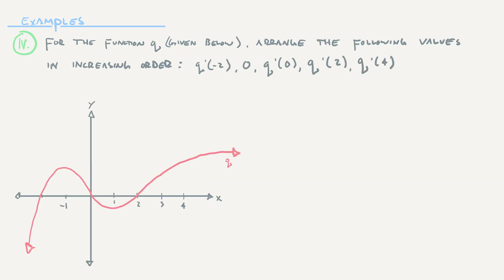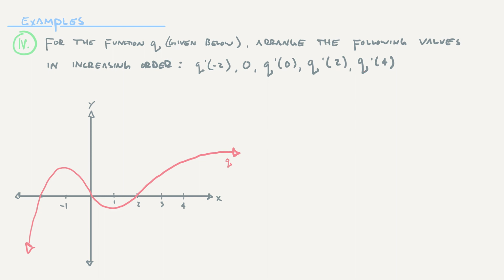All right, now the last example that I wanted to do, it's a conceptual one. So for the function q, which I've graphed below here, I want to arrange the following values in an increasing order. So we've got q prime of negative 2, we've got just the value 0, we've got q prime of 0, q prime of 2, q prime of 4.